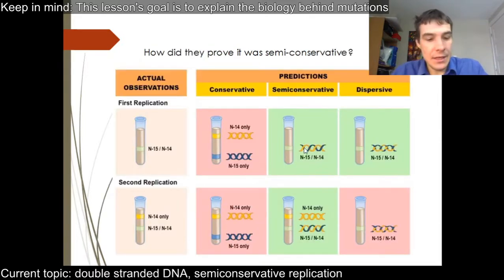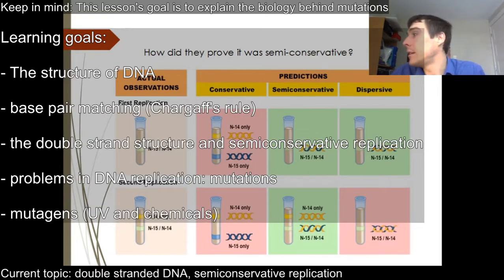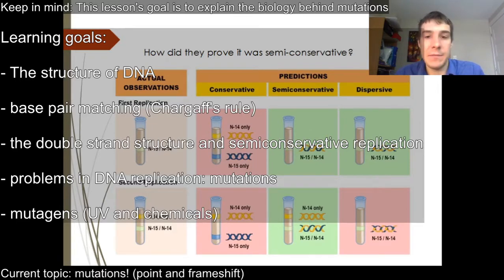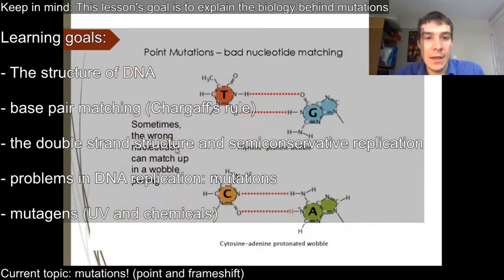Okay, next thing in our thing is mutations. So problems in DNA replication. So mutations that are specifically point and frame shift mutations. So let's jump into that.